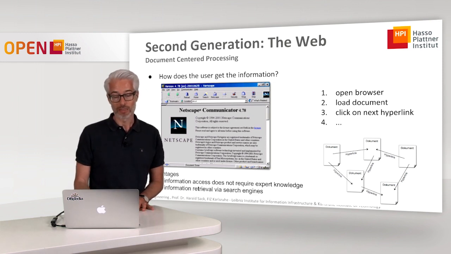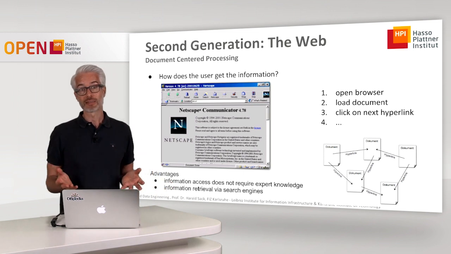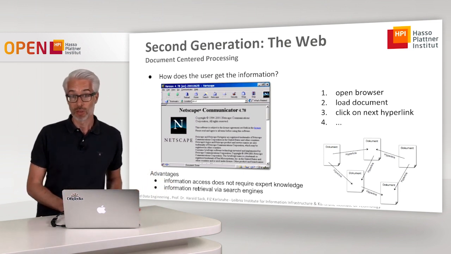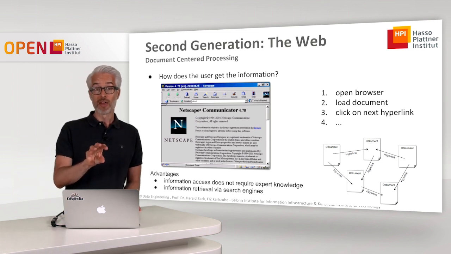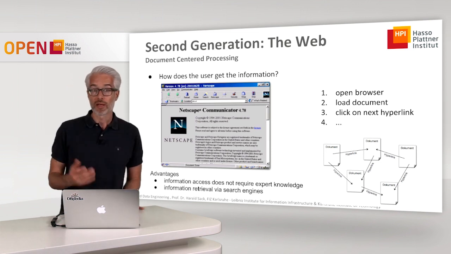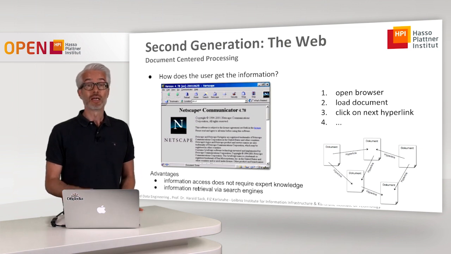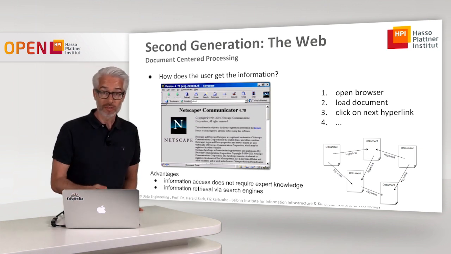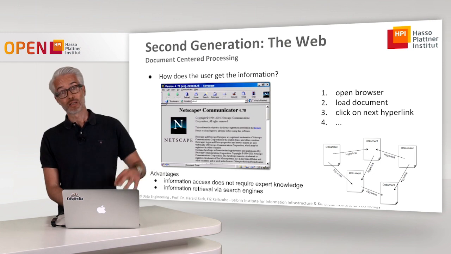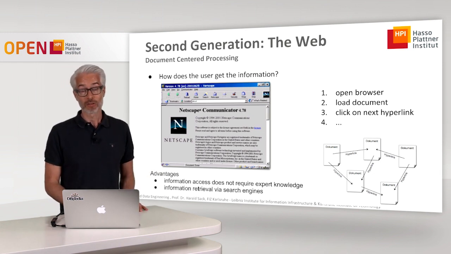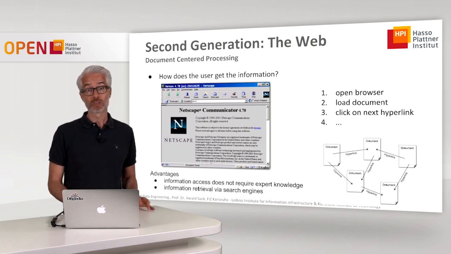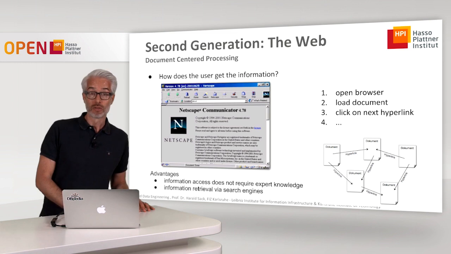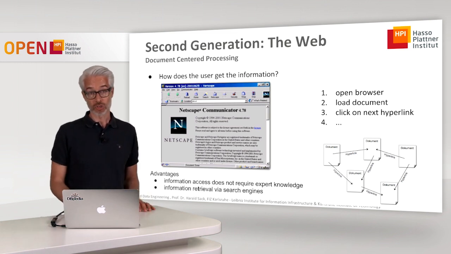And this, of course, is quite easy. So this means information access does not require expert knowledge. Everybody is able to do that. And of course, information retrieval then will be possible with the help of search engines, which enable so-called web crawlers who crawl the web, gather together all the documents they find, store the documents in one single great database and make it accessible, retrievable for the user. So without search engines, we would not be able to navigate the web and to find information today.